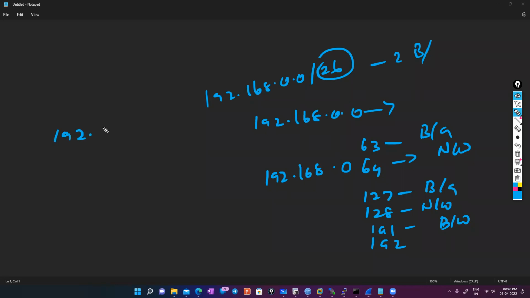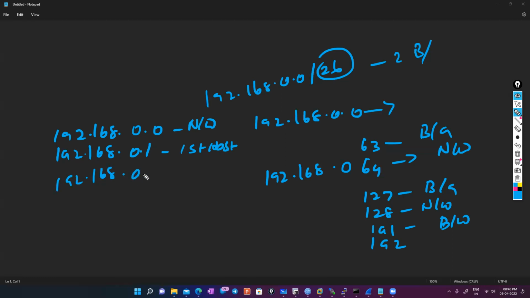So it's 192.168.0.0, the first network, 192.168.0.1, the first host, and 192.168.0.63, my broadcast address, and 192.168.0.64, the next network address.